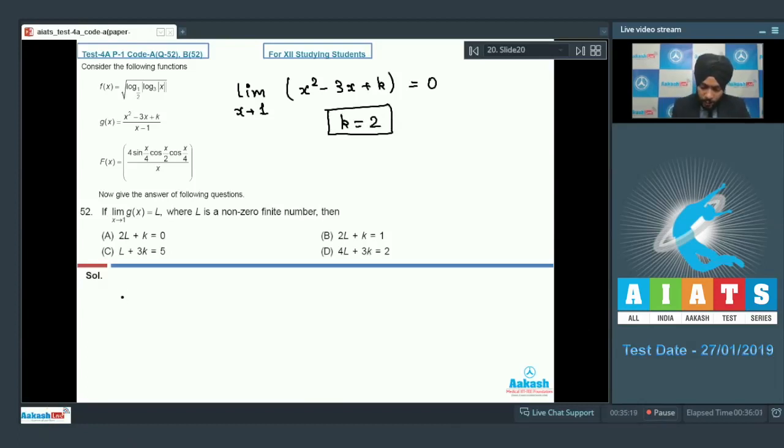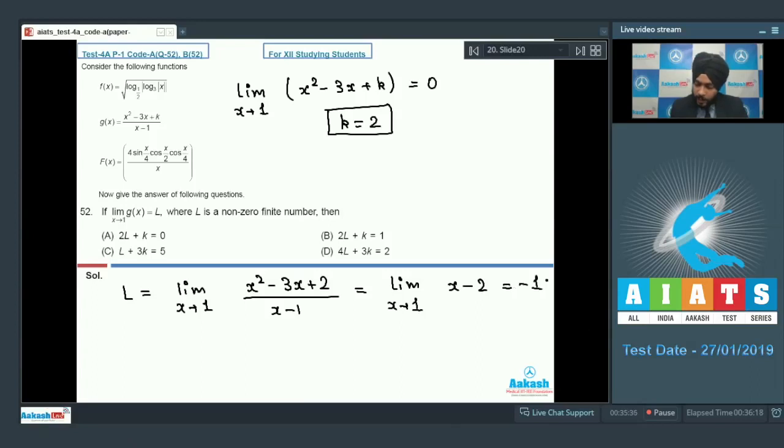So if k is equal to 2, what is L? L is limit x tends to 1 g of x, and that is x square minus 3x plus 2 upon x minus 1, which is limit x tends to 1 of x minus 2. So this is equal to minus 1. So k is equal to 2, L is equal to minus 1. We have 2L plus k equals 0, correct. 2L plus k equals 1, wrong. L plus 3k equals 5, yes, correct. 4L plus 3k, that is minus 4 plus 6, is equal to 2, correct. ACD is the final answer.